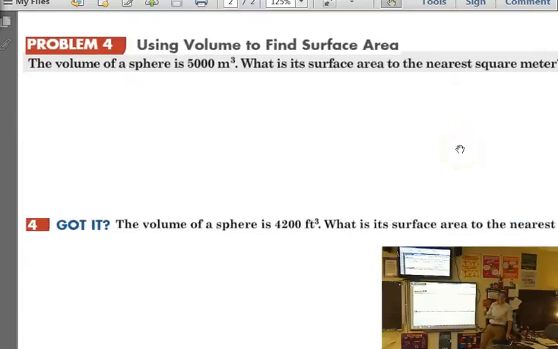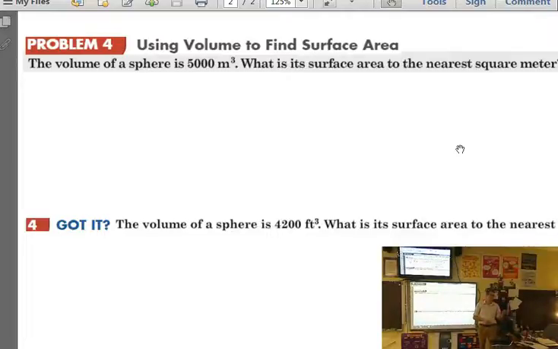So now we get into the tough part. If you've been given the surface area or the volume, I can use either of those to derive the other. So what we're given right here is the volume of a sphere, and we need to determine its surface area. How do we do this?